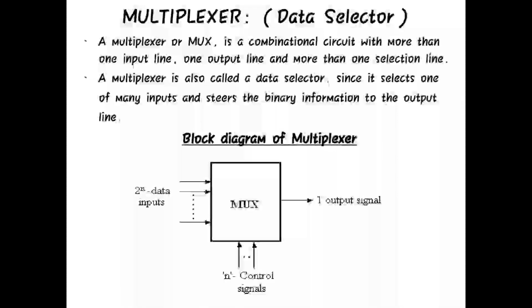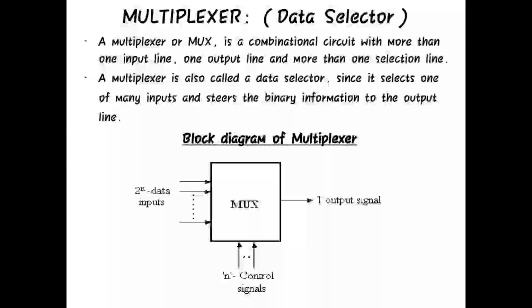Basically a multiplexer is also called a data selector. As you can see in the block diagram, a multiplexer consists of some data inputs, control signals or control inputs, and one output. Basically, a multiplexer is a circuit which consists of many inputs and compulsorily one output. There will be only one output. It is many to one.